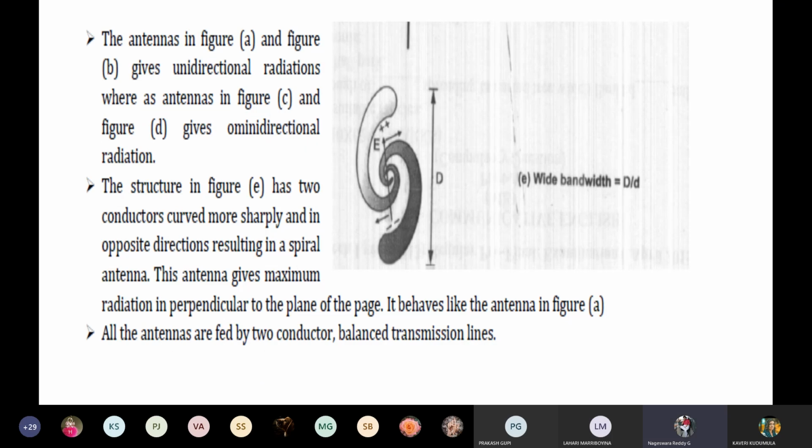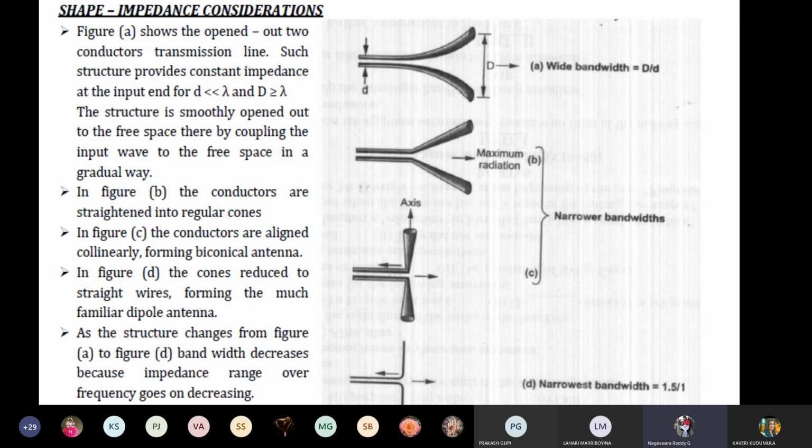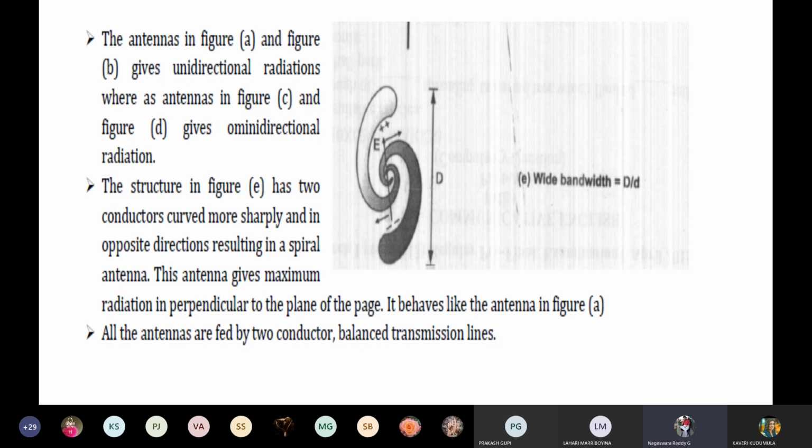The antennas in figure A and figure B give unidirectional radiation, whereas the antennas in figure C and figure D give omnidirectional radiation. Yesterday in the class I explained what a unidirectional antenna, omnidirectional antenna, and isotropic antenna are. I explained in the previous class.